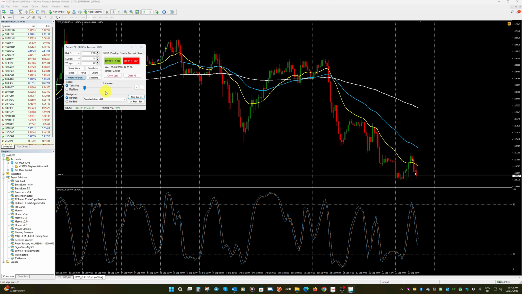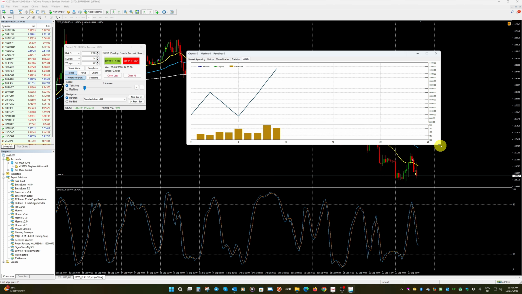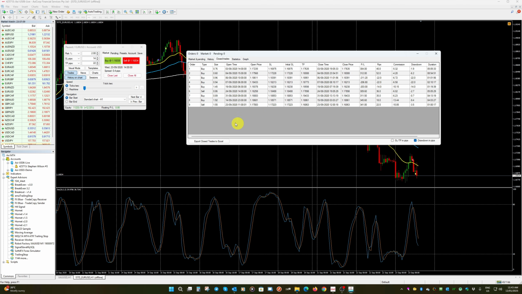Okay, we've reached our target. We were aiming for 10% and we've actually reached 12.33%. So we've actually done that quite well. And let's have a look at the graph. You can see here, we didn't take many trades, but we did get a good result. So looking at the history, well, closed trades is better. So we can see we only took 9 trades to actually pass this challenge.